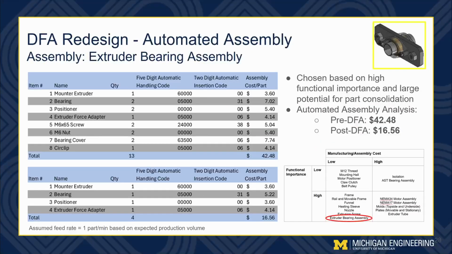Now moving on to DFA redesign for automated assembly, we chose the extruder bearing assembly. This assembly was chosen due to its complexity and high functional importance to provide strength to the main extrusion screw. After determining the 5-digit automatic handling and 2-digit automatic insertion codes, we were able to estimate the assembly cost as $42.48 for the initial design and $16.56 for the redesigned assembly. This is a significant decrease in assembly costs, and this doesn't even include the decrease in material and part cost.